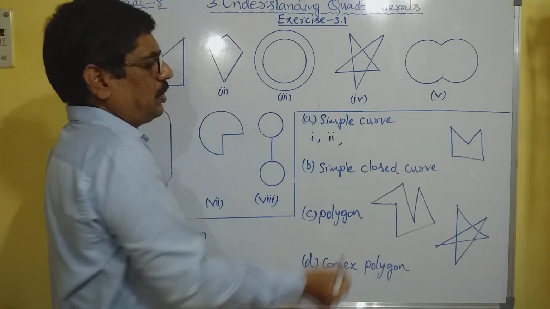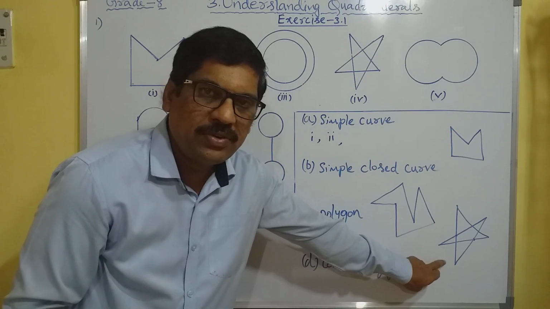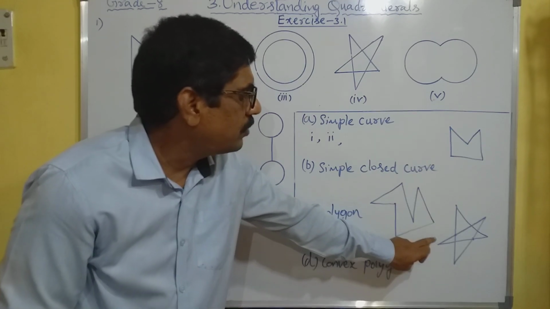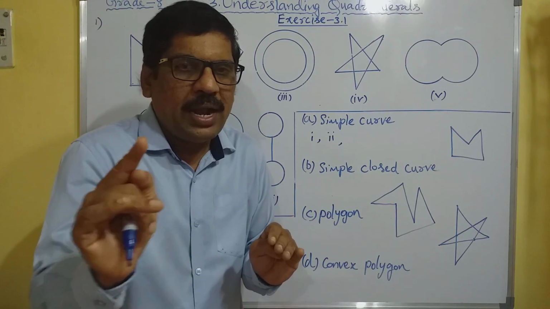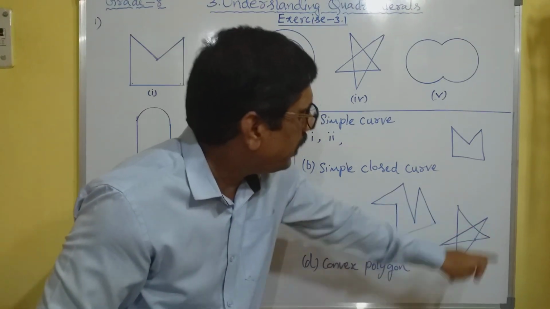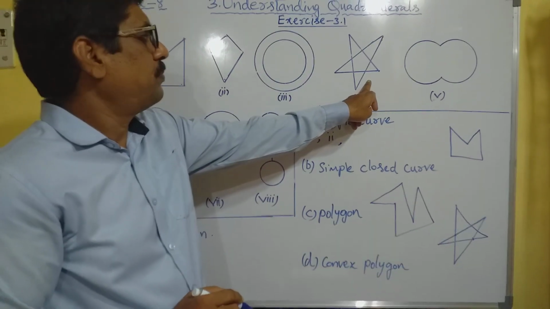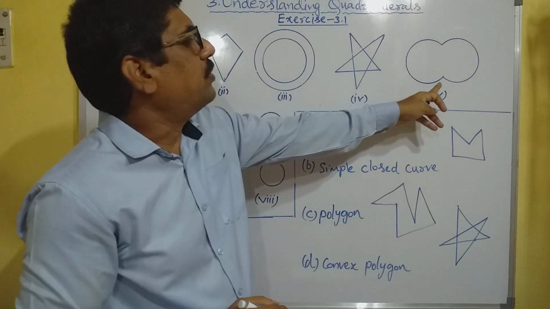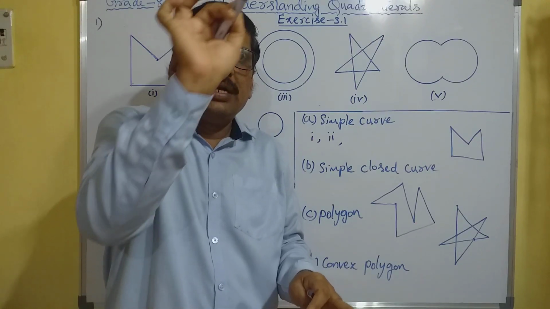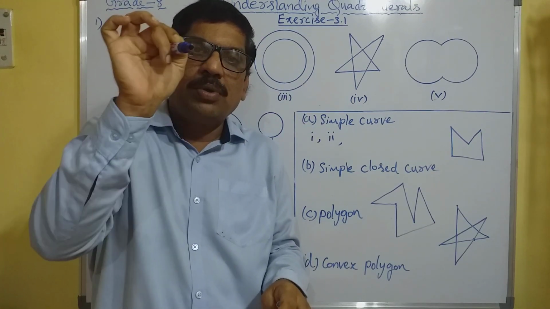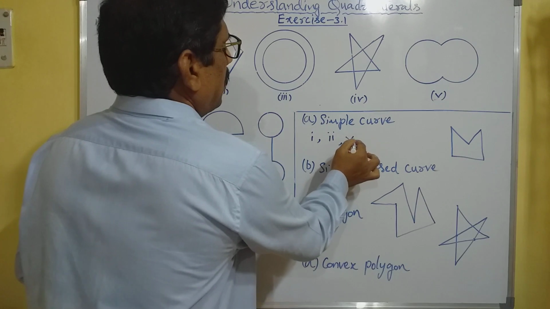Now look at this one. Already we have discussed this here. This is not a simple figure. Why? Because before you come to the starting point, we are meeting the line at many points, here 5 points I think. So it is not a simple curve. Now look at this. This is a simple curve only. We can start at a point and without touching or intersecting the curve, we can come to the starting point. So this is also a simple curve.